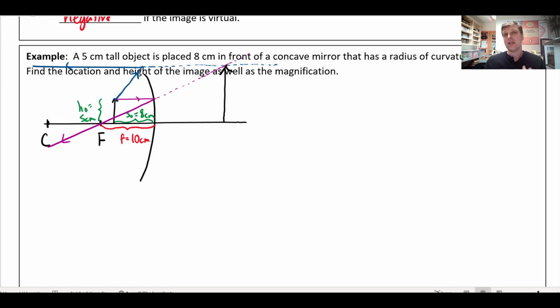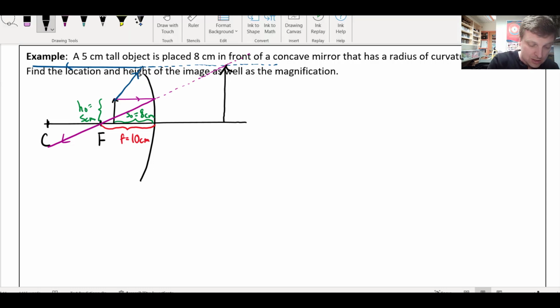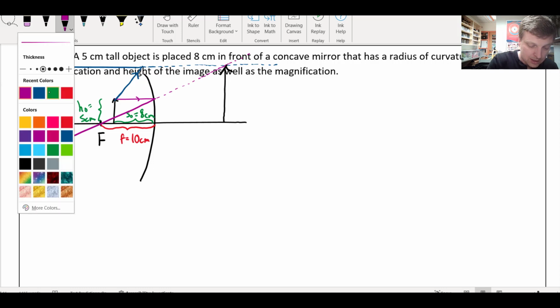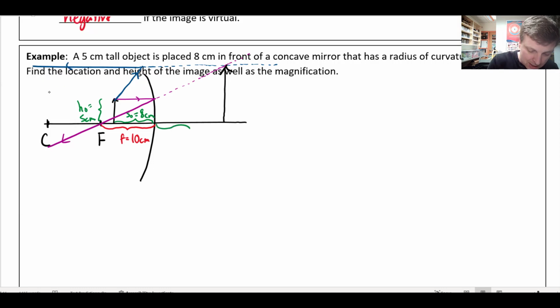Now again, I just sketched this out roughly, but I can already see that I should get an image that's upright. It should have a bigger image distance, right? So this is my image distance right here, my SI. My SI should be negative because it's virtual, and then my HI should be bigger than 5. Okay, my magnification should be larger than 1. So I've already kind of roughed out what my answer could be.